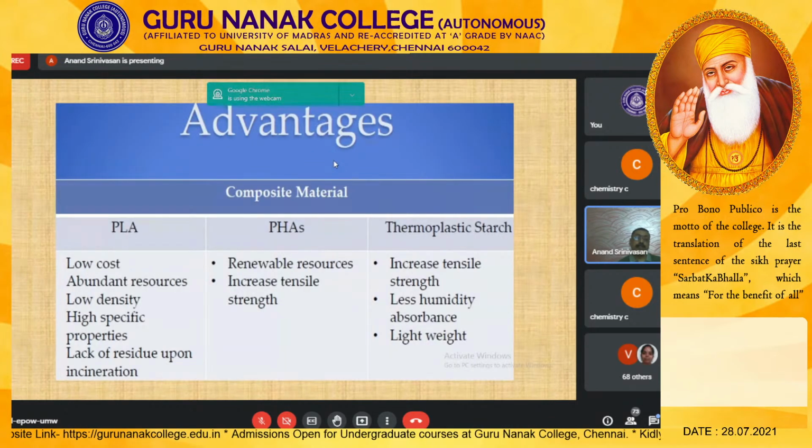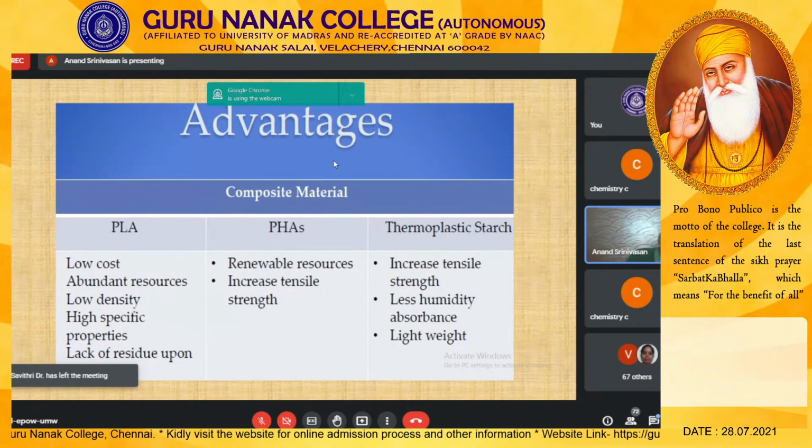So advantages: when you look at the polylactic acid biocomposites, they are low cost, abundantly available, with high specific properties and lack of residue upon incineration. So when it is subjected to incineration, it is not going to leave any CO2. This is what we already saw.